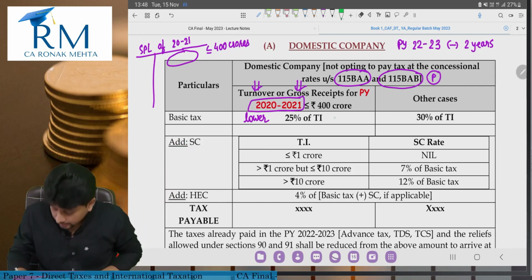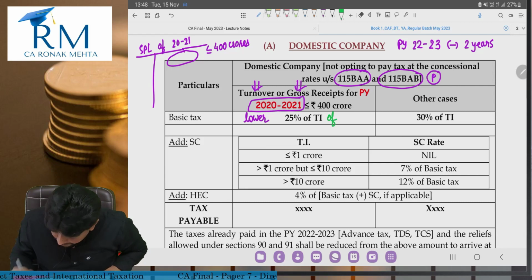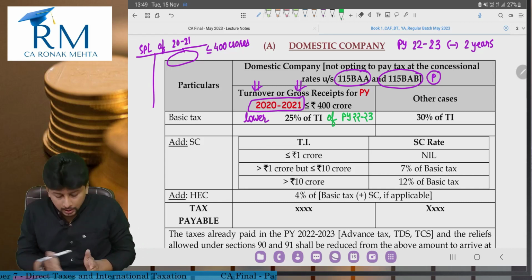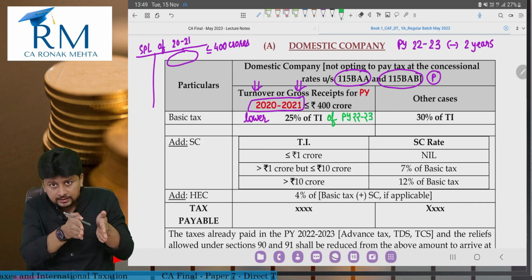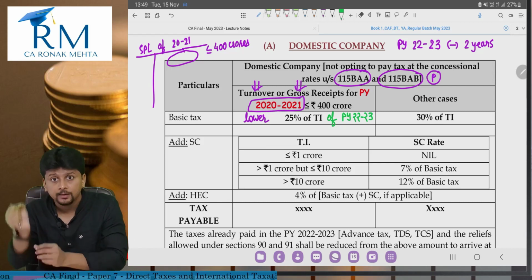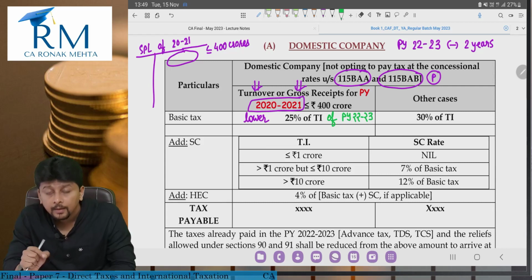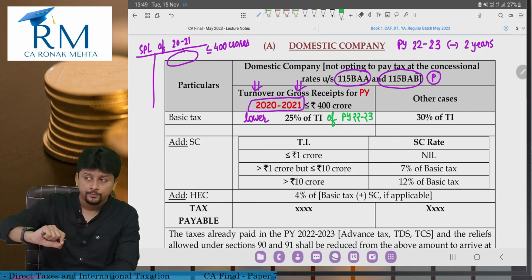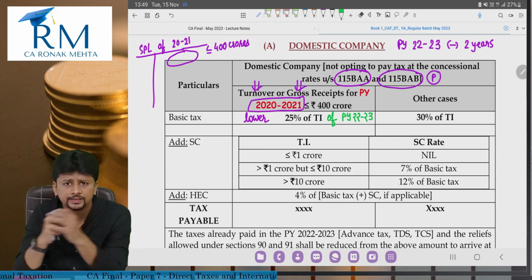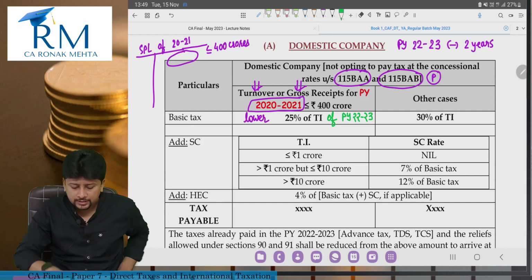You will pay tax on total income. Total income of which year? Previous year 22-23, assessment year 23-24. So on the current year's income, the rate of tax is being decided based on the turnover existing 2 years ago. Sir, why this? Two parts of the discussion.